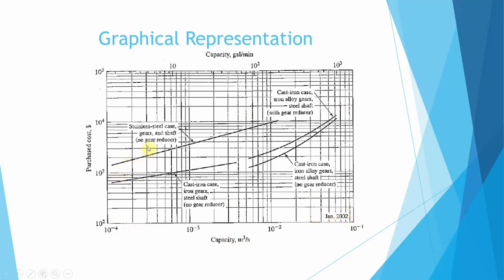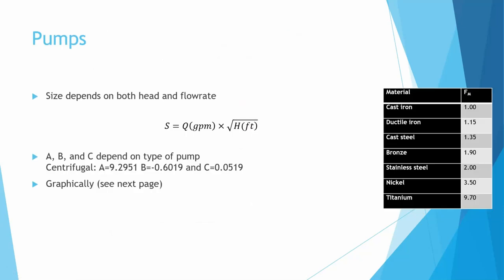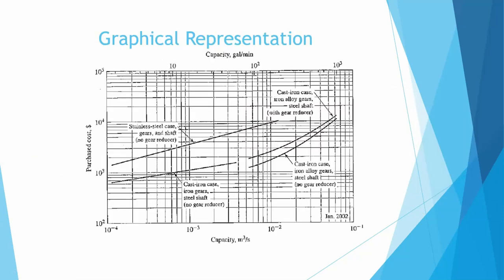And this is dependent on the type of pump. This is for a cast iron case, iron alloy gears, steel shaft with no gear reducer. And this is for specific types of pump, whatever you have. So you have the option to do that through relations or through a graph.